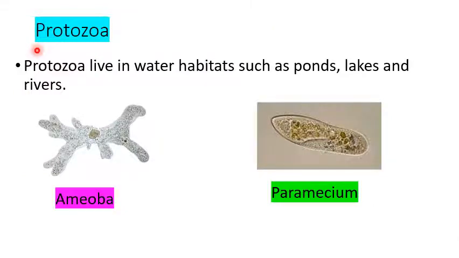Number 2, protozoa. Protozoa live in water habitats such as ponds, lakes, and rivers. In this picture here, the examples are amoeba and paramecium.